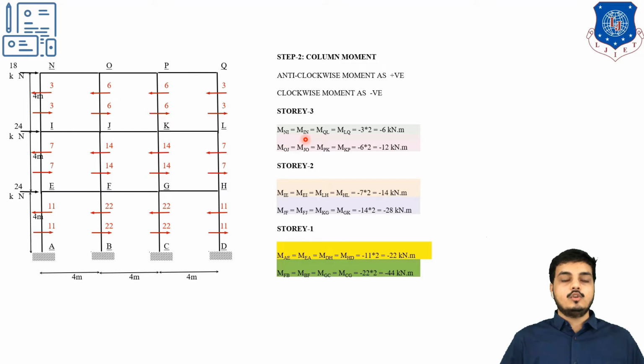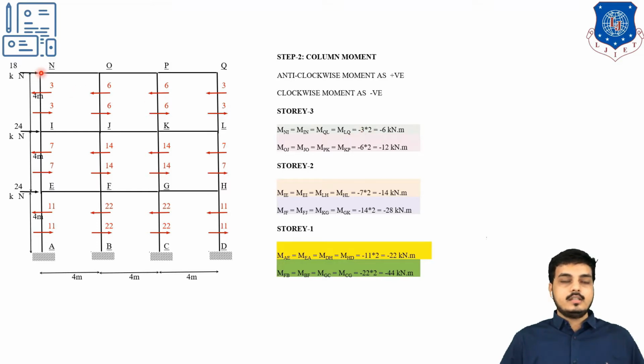Mni equals Min. Why are they equal? Because the forces are equal in this particular column and this particular column also. So Mni equals Min equals Mql equals Mlq. For all these 4 junction points, the moments will be equal, which is 3 multiplied by half of the distance, h by 2. Here h is 4 meters, divided by 2 is 2. So 3 is the force multiplied by 2, so 3 twos are 6 kilonewton meter. Now I am coming to the sign.